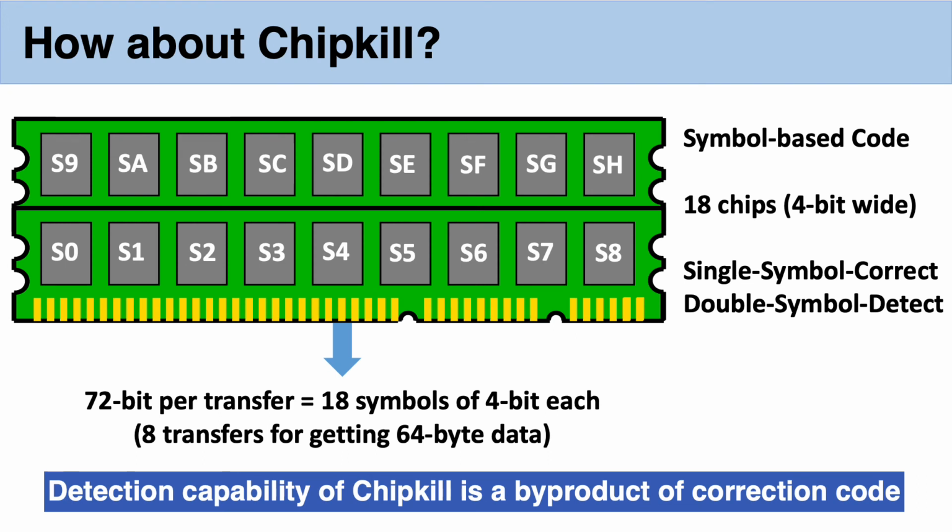Server memories can employ a stronger form of correction code called Chipkill that can tolerate the failure of an entire chip. Conventional Chipkill designs use symbol-based code. The memory DIMM contains 18 chips that are 4 bits wide each. On a bus transfer, we get 72 bits, essentially 18 symbols. We can correct one faulty symbol and detect two faulty symbols.